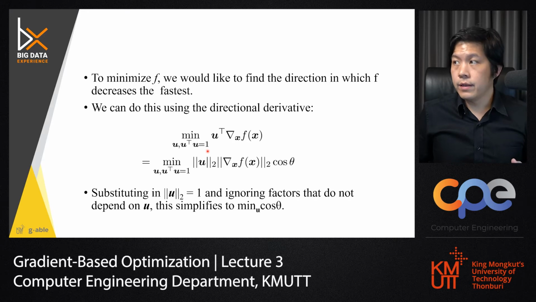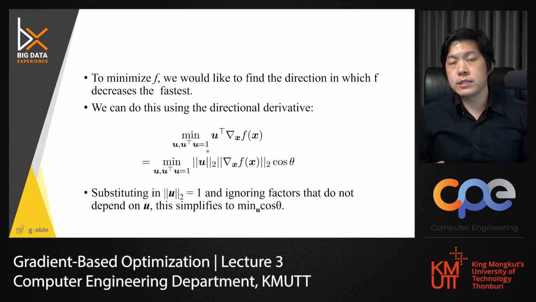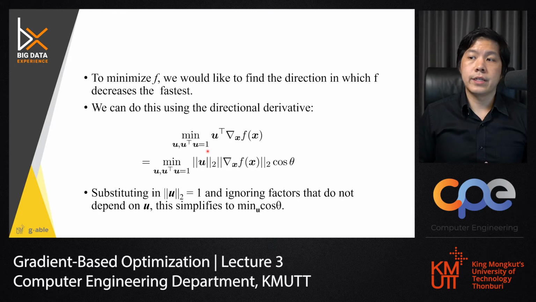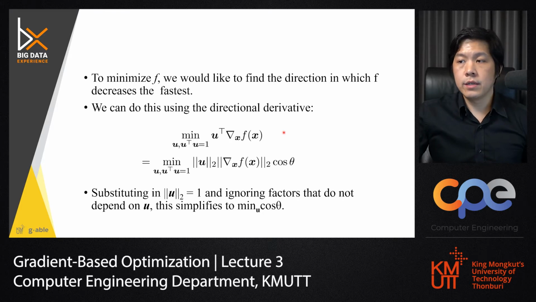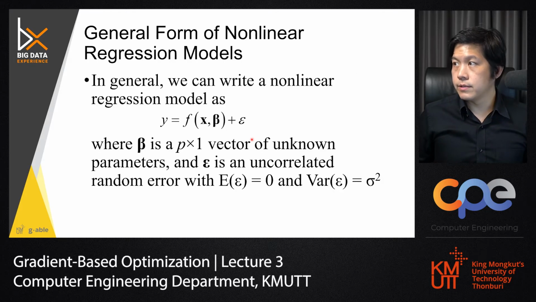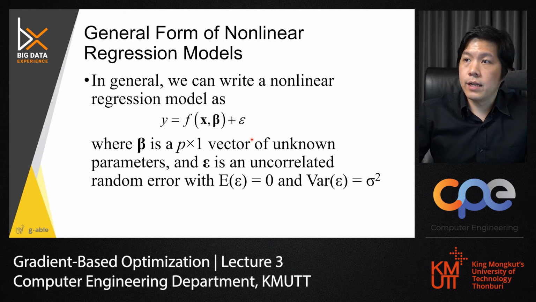Once we know that, we can apply it to optimize our error function. That is, we want to find the point where the error is lowest. We can just take the direction of the gradient, or rather, going in the opposite direction of the gradient. Okay, and then we can use it to optimize for this nonlinear regression.